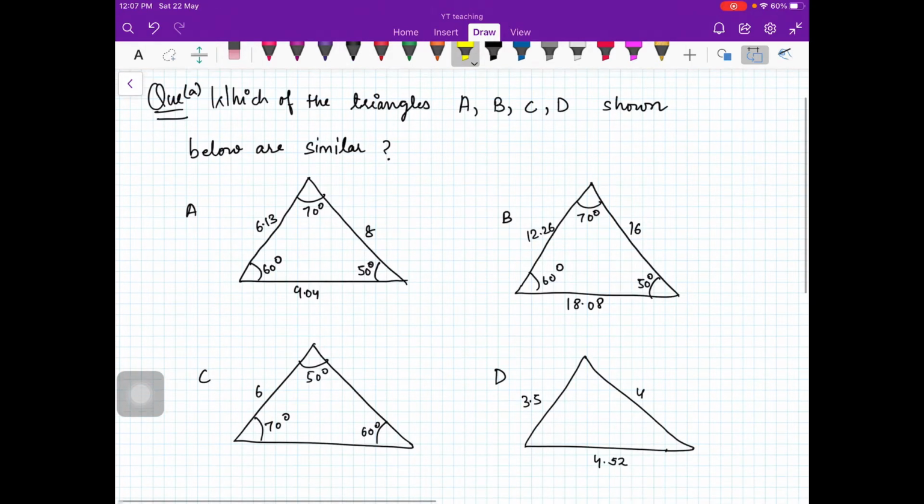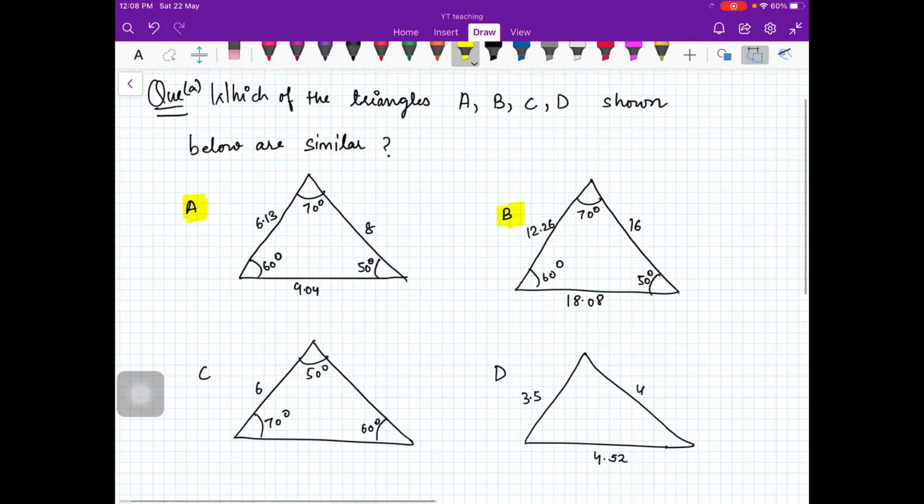Which of the triangles A, B, C, D are similar? So you are given four triangles: triangle A, triangle B, triangle C, and triangle D, with some information about them. Here all the sides and all the angles are given. Here also all the sides and angles are given. Here all the angles and one side are given. Here nothing is said about the angles, only sides are given. We have to find out which of the following triangles are similar, and you have to give the reasons also, telling which triangle is similar to the other one.